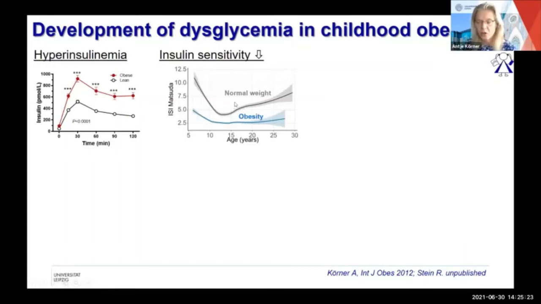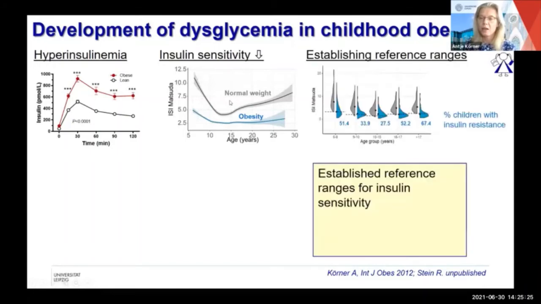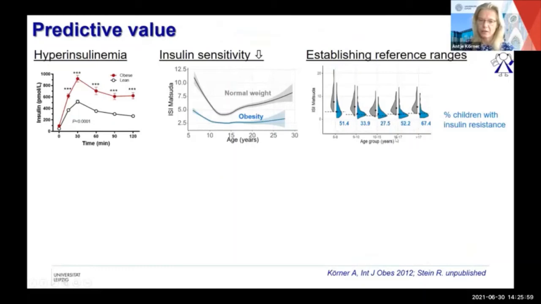Now, as we have this normal weight collective, we developed reference ranges for several of those OGTT-derived indices, like the Matsuda indices. And then if we apply those reference ranges and look into the prevalence of impaired insulin sensitivity in children with obesity, which are the blue ones, you see that 50 to almost 2/3 of the children and adolescents with obesity already have impaired insulin sensitivity. And those numbers are much higher than the 12% that I showed you previously.